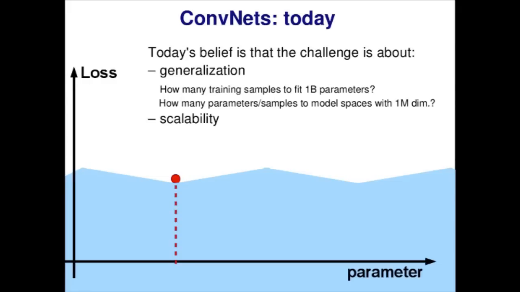Another way to say it is that images live in a million-dimensional space. And now, how do you populate this space, right? So how do you deal with the curse of dimensionality? And that points, again, to the scalability issue. So the main challenges are really generalization and scalability nowadays, at least the way that I understand it.